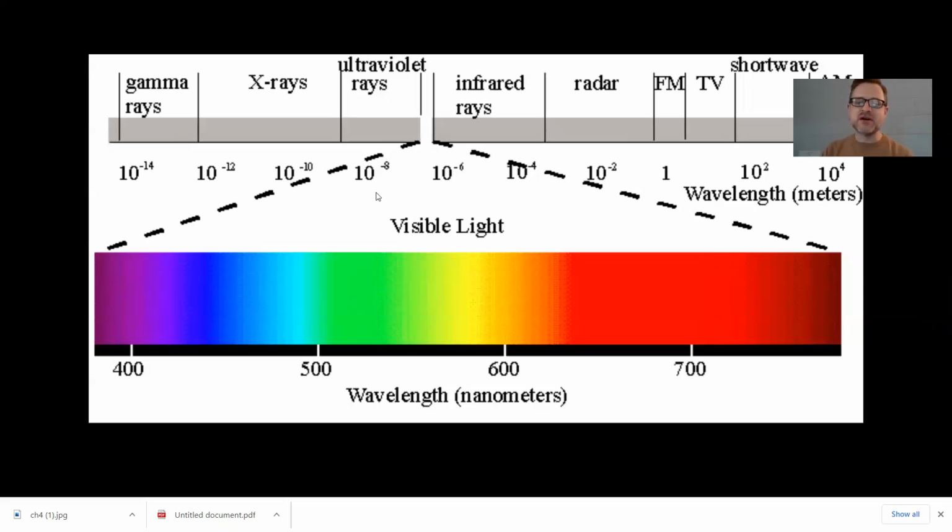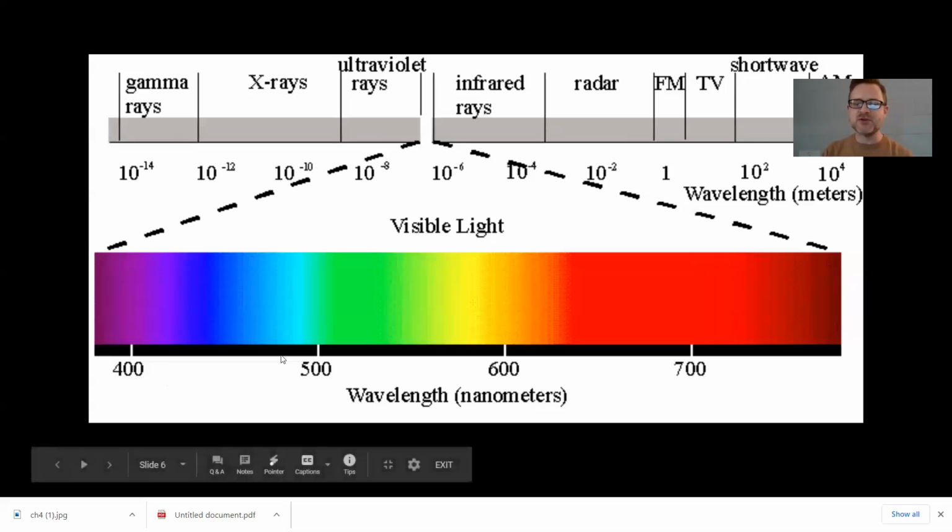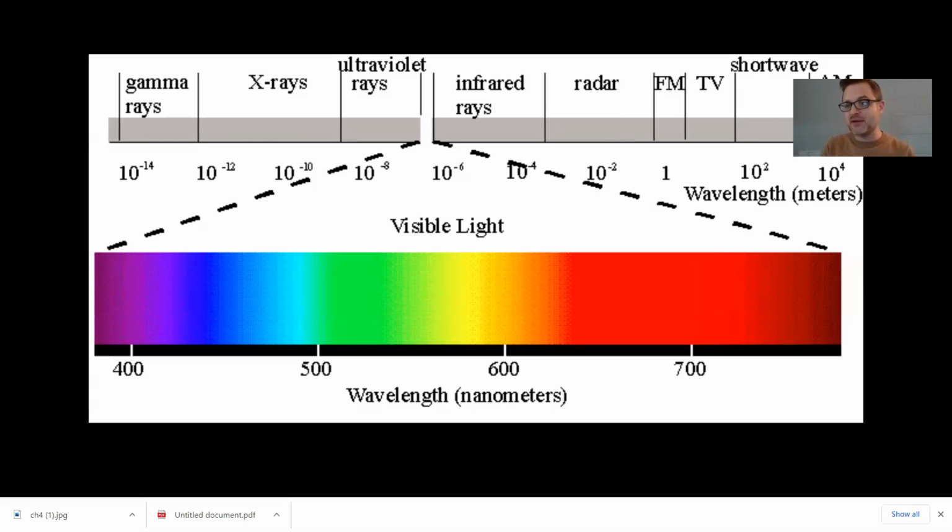So this is showing a zoom in on visible light. These numbers, 400 to 700, are in nanometers. A nanometer is a billionth of a meter. So there are a billion nanometers in a meter. And the numbers 400, 500, 600, 700 are much easier to say than talking about billionths of a meter. So when we discuss visible light, we're talking about nanometers, all right? So look at the numbers.